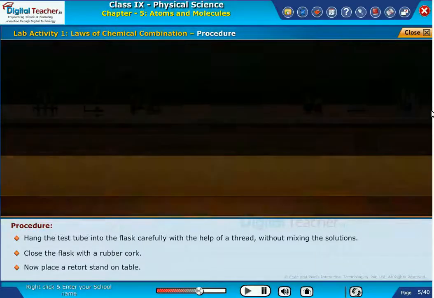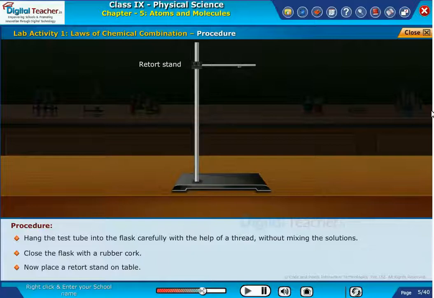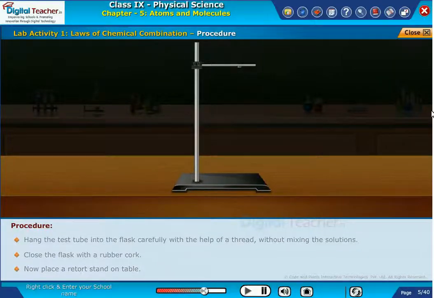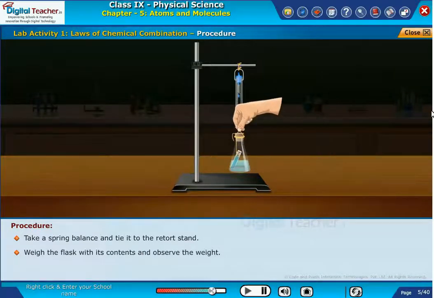Now place a retort stand on table. Take a spring balance and tie it to the retort stand. Weigh the flask with its contents and observe the weight.